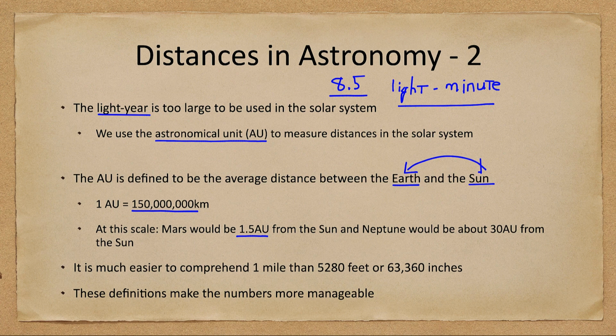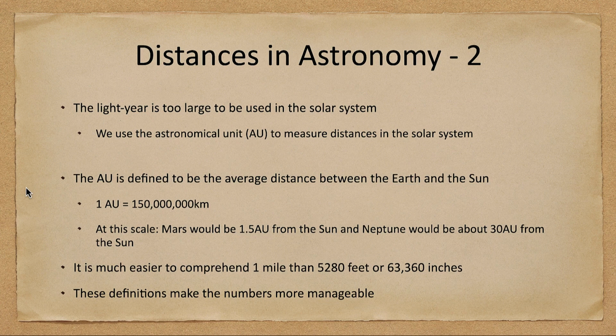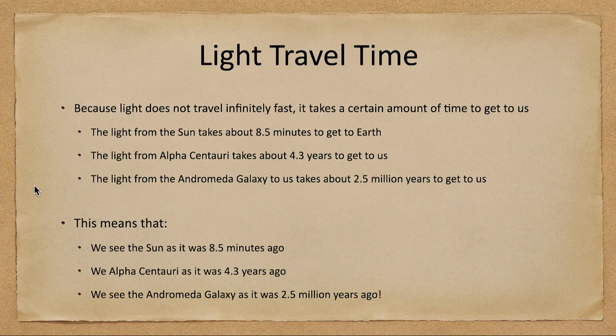Now why is this more comprehensible? Well, we can comprehend 1 mile better than 5,280 feet or 63,360 inches, even though those are all exactly the same amount of distance. If somebody just told you something was about 60,000 inches away, you probably wouldn't be able to get a sense of how far that was without doing some kind of conversion. The whole idea of using these definitions is to make the numbers more manageable and easier to understand. So what does this have to do with light travel time?